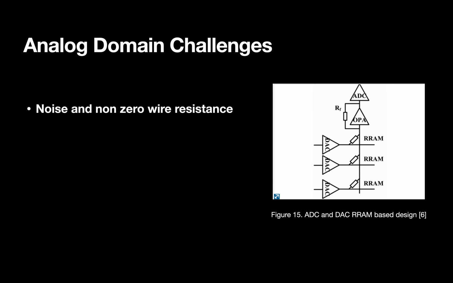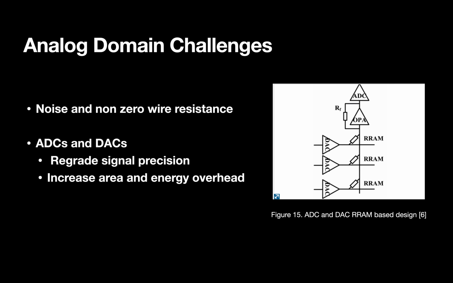Operation in the analog domain brings several challenges such as noise and non-zero wire resistance. Additionally, storing intermediate analog output and implementing max pooling in the analog domain is challenging. Further, using analog circuitry, communication with the digital circuit requires the use of ADCs and DACs. These can reduce the signal precision and incur area and energy overheads.